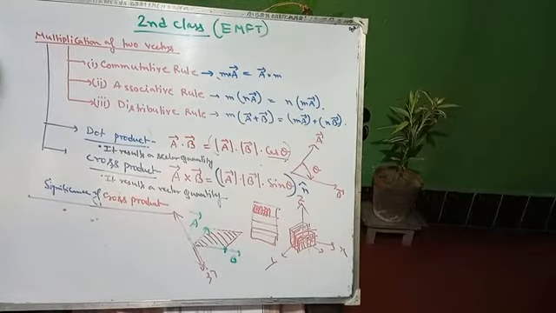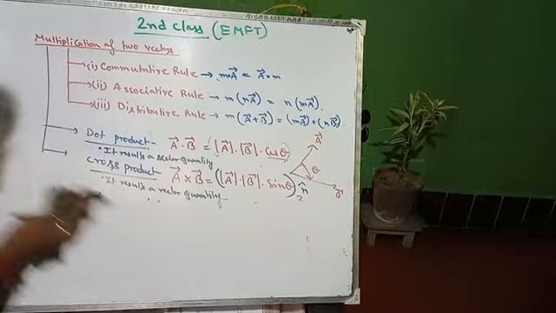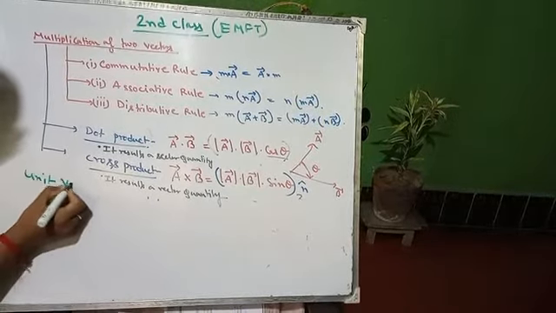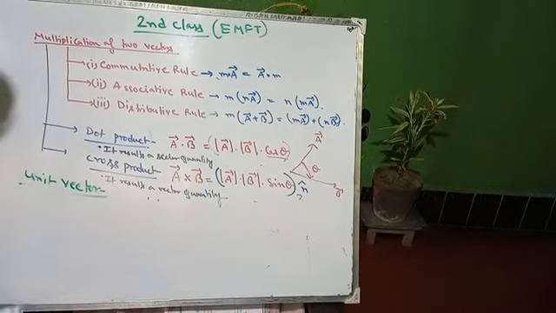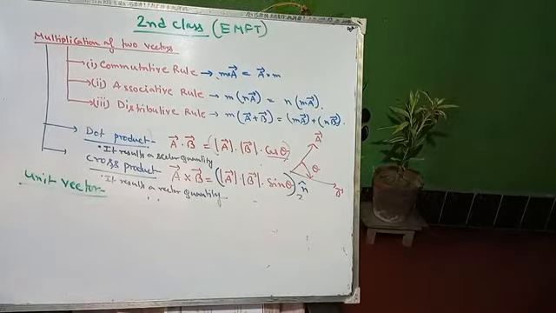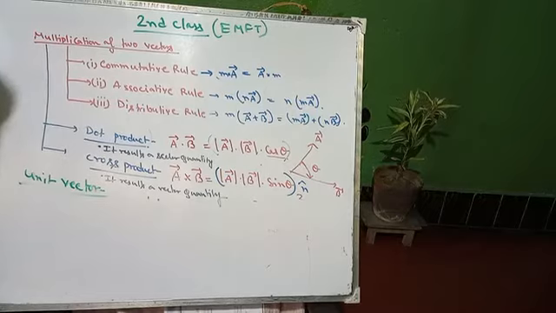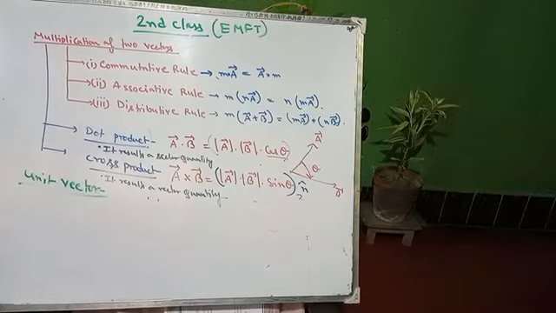Now we just have to understand the unit vector first. So make a heading: unit vector. So what is a unit vector? Write: a unit vector is a vector quantity which has a certain direction with unit magnitude.